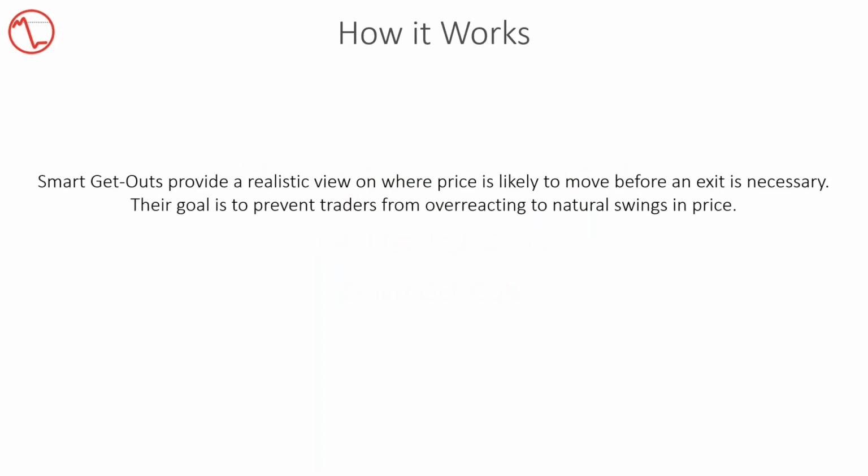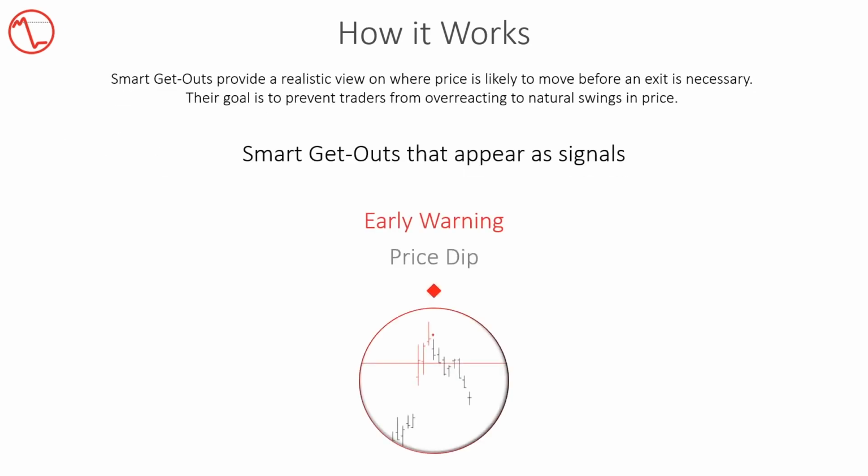Their goal is to prevent traders from overreacting to the natural swings in price. Our smart getouts come in a variety of different forms, but today we're only going to focus on the early warning signal, which identifies when a downward movement in price may occur during an upward trend. Or simply put, they identify price dips. Early warning signals are going to be represented by red diamonds above the price on charts.